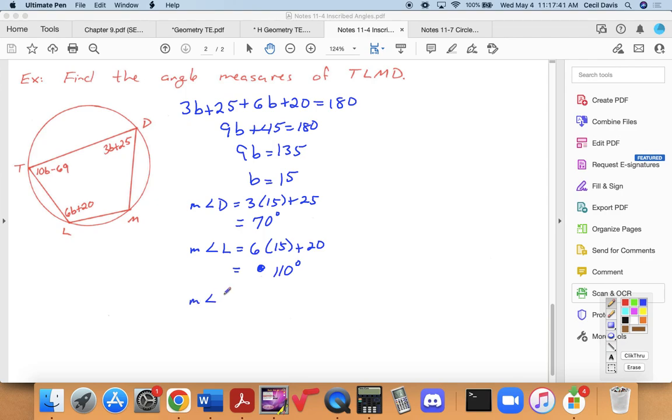We know angle T. Its measure is going to be 10 times 15 minus 69. That's 150 minus 69, which is 81. But we still haven't found the measure of angle M. We can't find it by substituting, but we know the opposite angles are supplementary. So we just do 180 minus 81, and that's 99 degrees.